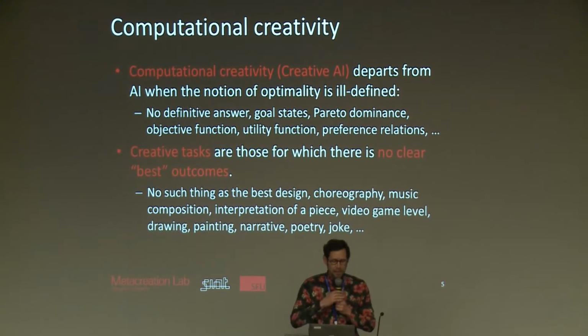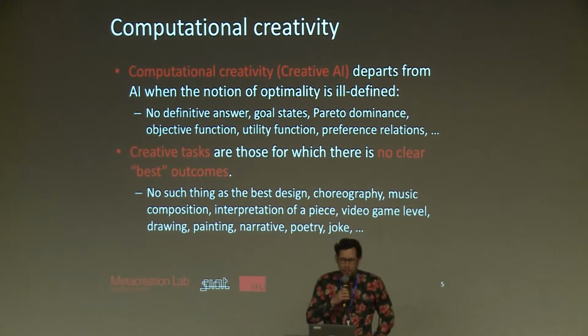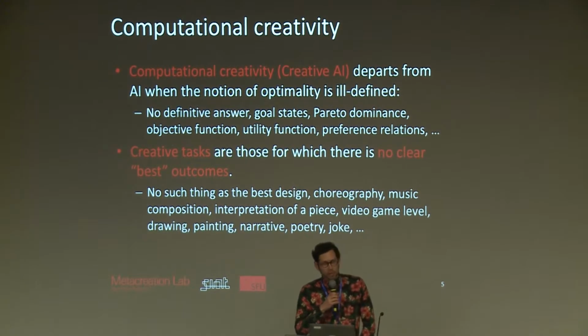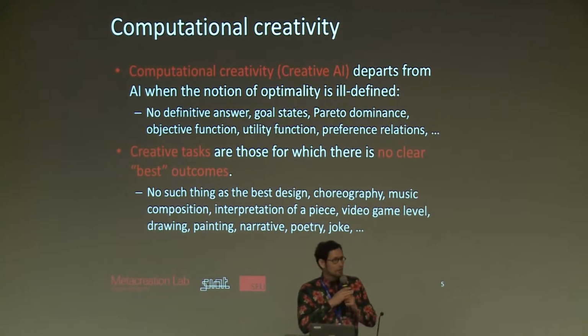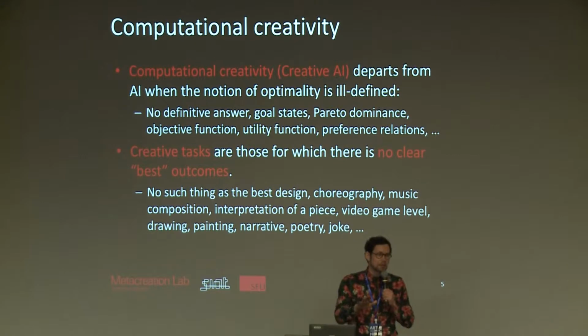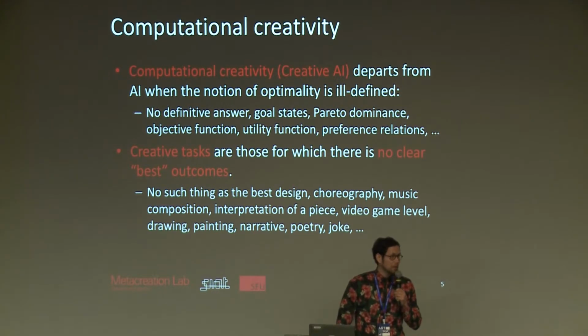And that's the idea behind the field of computational creativity, which precisely departs from traditional AI in the fact that the notion of optimality is ill-defined in the context of creative tasks. And while creativity is really hard to define, philosophers would say it's an essentially contested concept, and they've been arguing about it forever, and they probably will do so for a long time more.